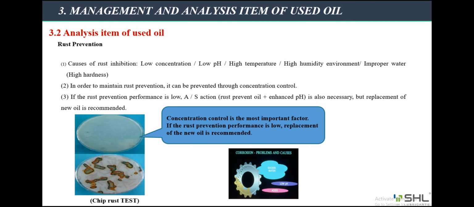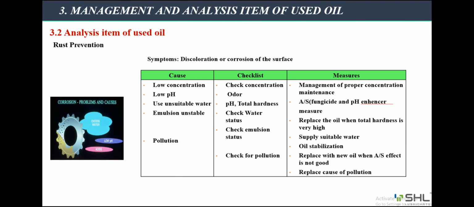In order to maintain rust prevention, it can be prevented through concentration control. If the rust prevention performance is low, A.S. action, rust prevent oil, and enhanced pH are also necessary, but replacement of new oil is recommended. Concentration control is the most important factor. If the rust prevention performance is low, replacement of the new oil is recommended. Symptoms: discoloration or corrosion of the surface.